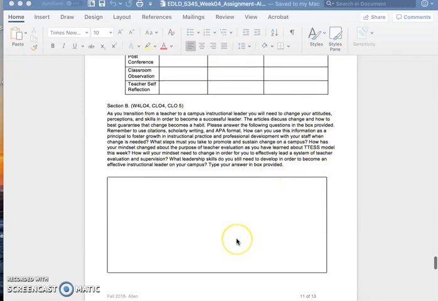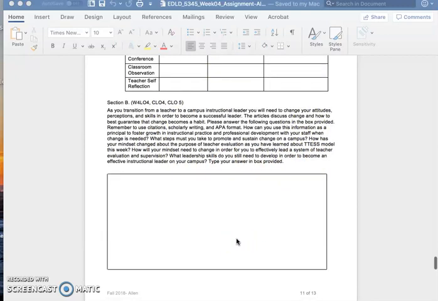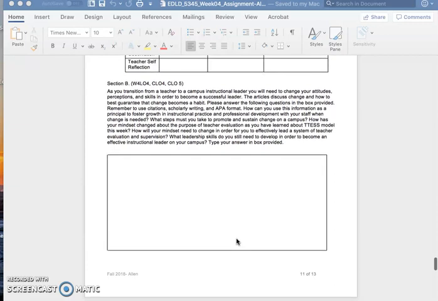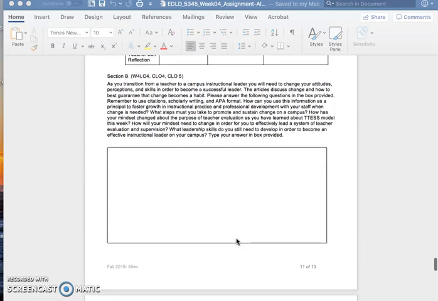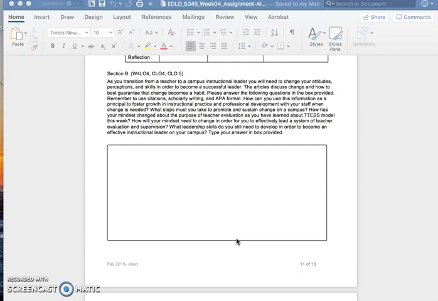Again, think about that scholarly writing, citations, and APA format. You do not have to double space. Again, you do not have to double space. Single spacing is fine. Get your APA format and citations as close as you can to it, and then you will kind of start getting yourself in that mindset of academic writing.